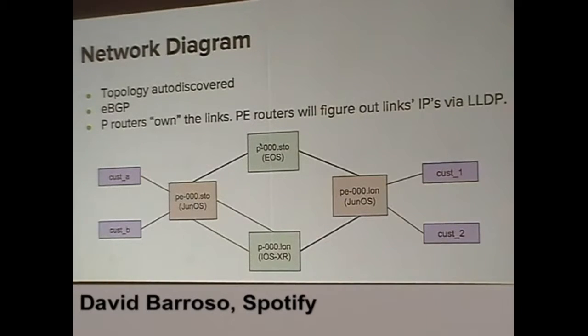The network topology is going to be self-discovered with LLDP, meaning that I'm not going to care about the links between the PE routers and the P routers. LLDP is going to take care of that. The PE router will see, like, yeah, I'm connected in this port to the P router in Stockholm. So I have to choose for this port this IP. And everything will be done automatically.